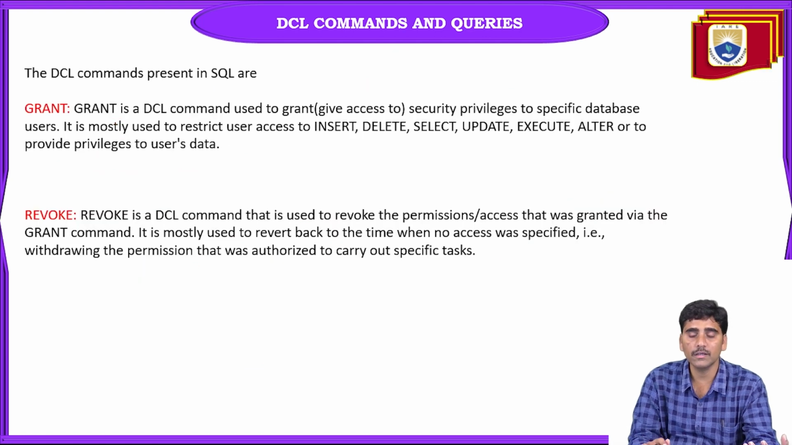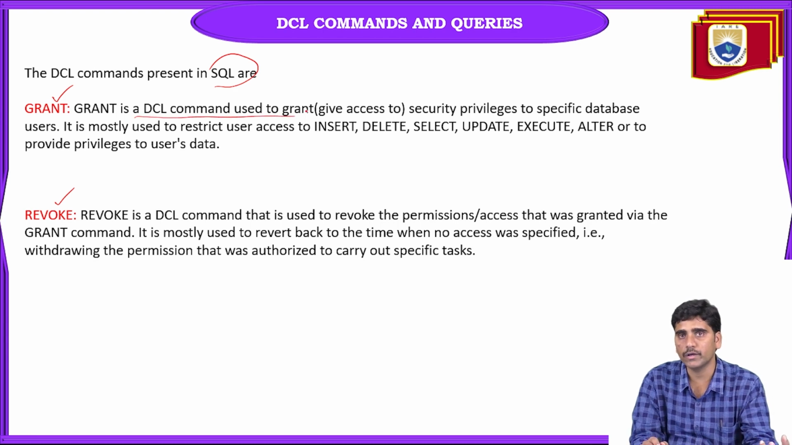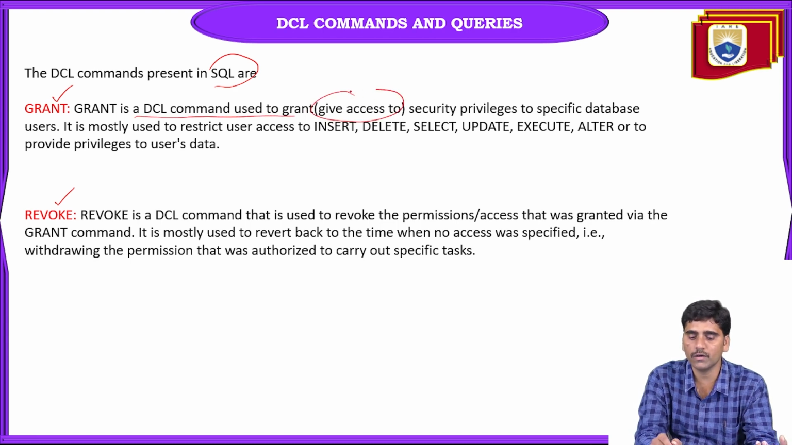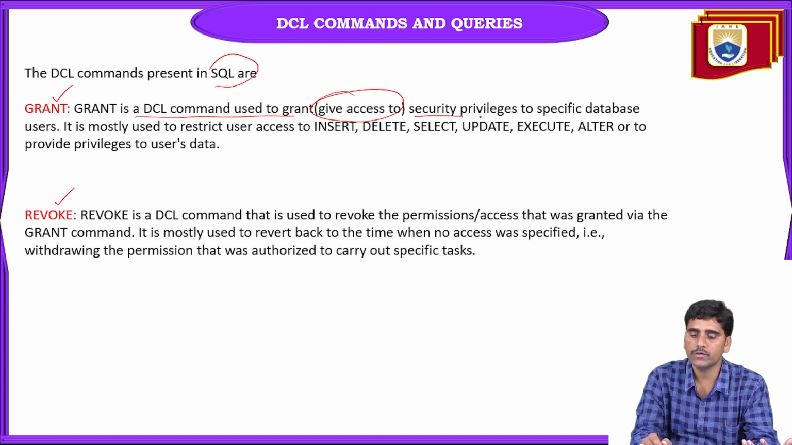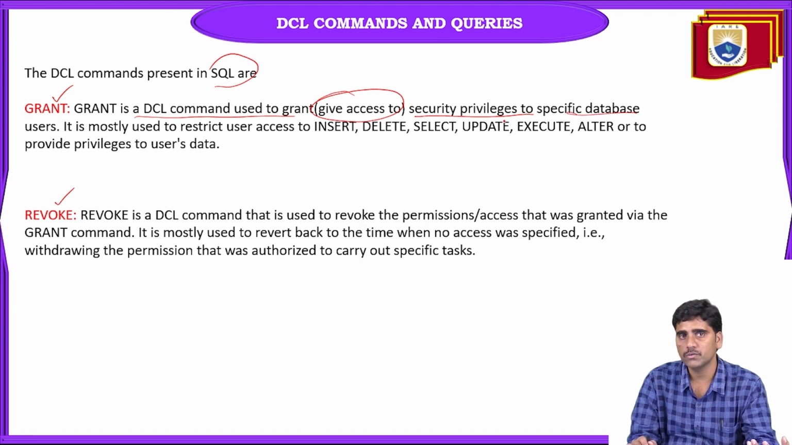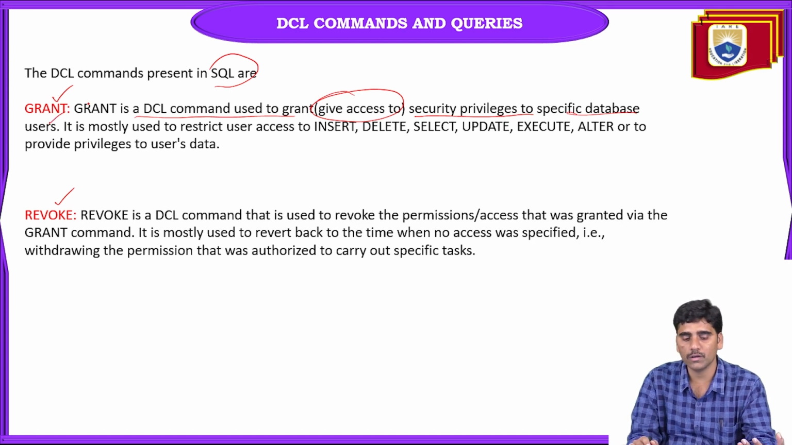So here the DCL commands present in SQL are what? One is grant and the second one is revoke. Grant is a DCL command used to give access to security privileges to specific database users. Those who are accessing the database, those who want to become a user of the database, can have the security privileges for accessing the database.